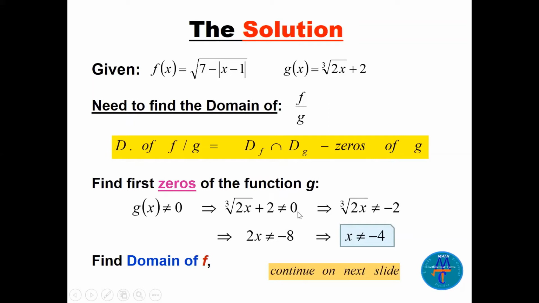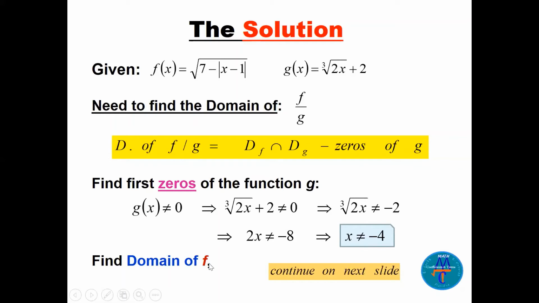Take 2 on the other side, it will be minus 2. When you cube both sides here, you get 2x cannot be minus 8. Divide by 2, so x cannot be minus 4. So minus 4 will make the g 0, and we cannot accept any 0 in the denominator. So this number here, minus 4, will be outside the domain.